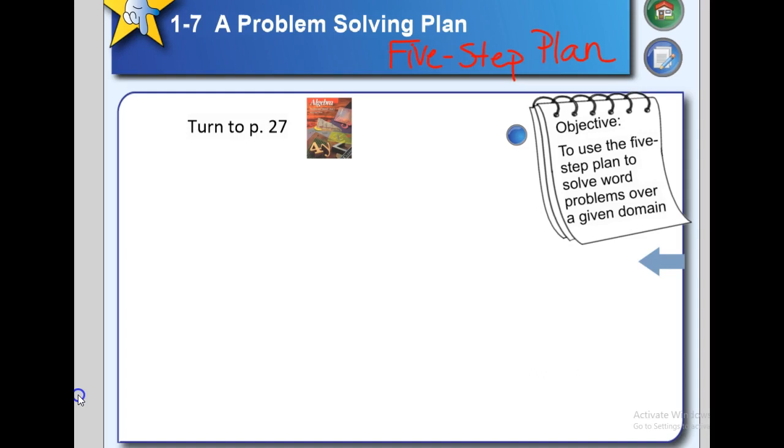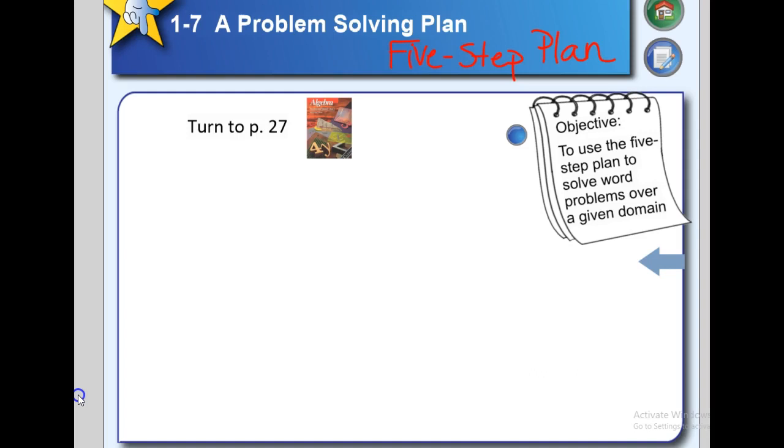So this is one of those times it's easier to show you than to tell you. So let's go ahead and turn over to page 28, and let's look at number 2 in the problem section. My goal is to get 3, maybe 4 story problems done today as we go through and look at this new plan, the 5-step plan to solve story problems. So everybody look at number 2.